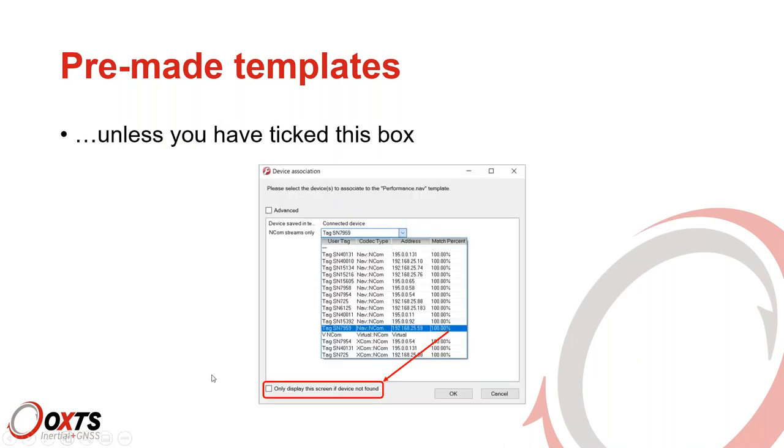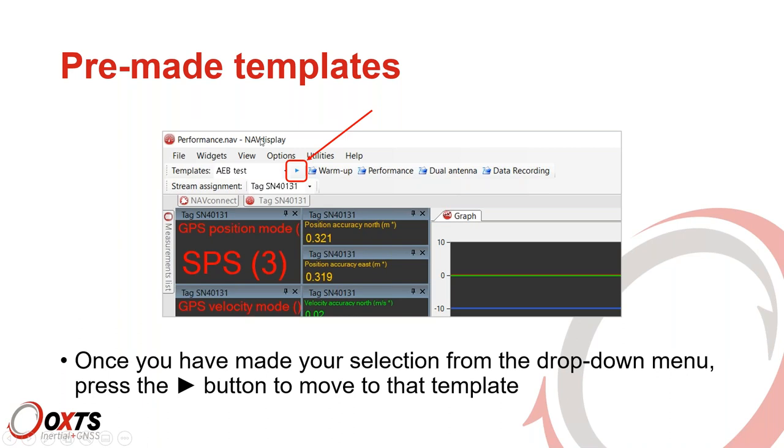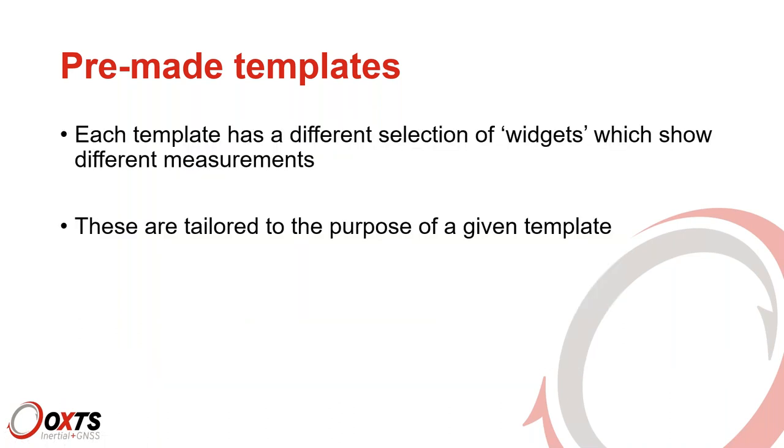So when you change between templates as well, you also need to select the stream, unless again you've selected it, you just have one unit and you've selected this tick box. There's also further templates that aren't in this quick start bar, they are just in this template drop down. So you can select these, select the template you want, and then press the little play button, and that will take you to selecting that template.